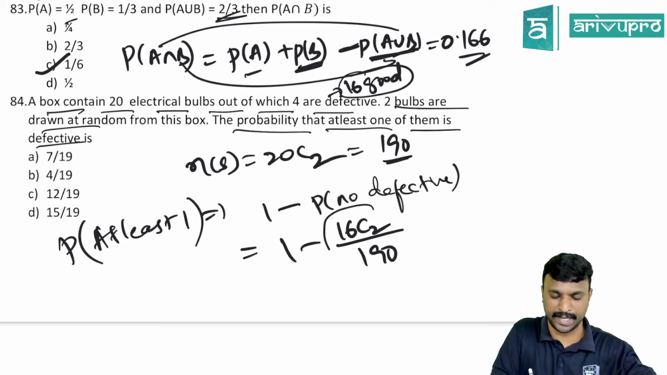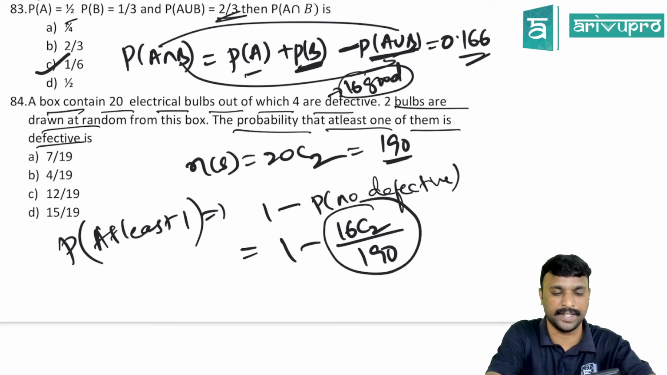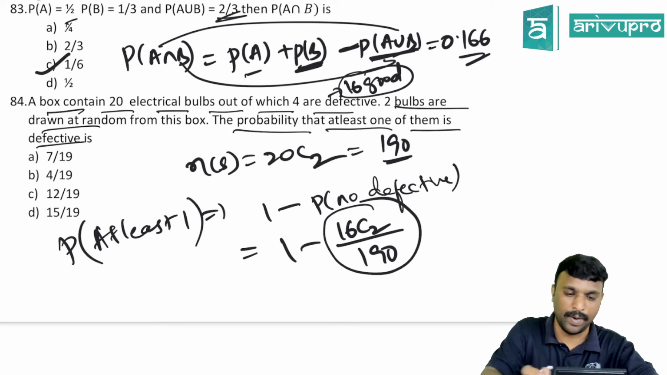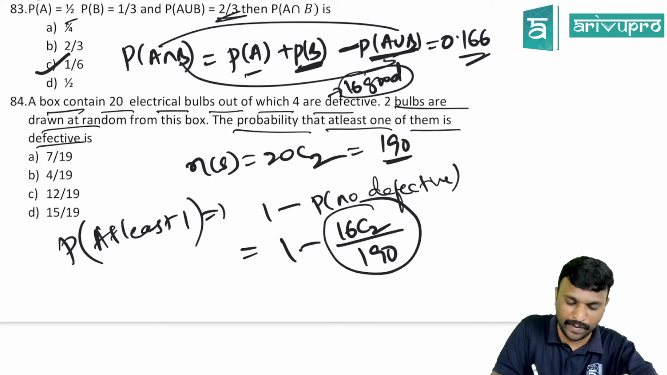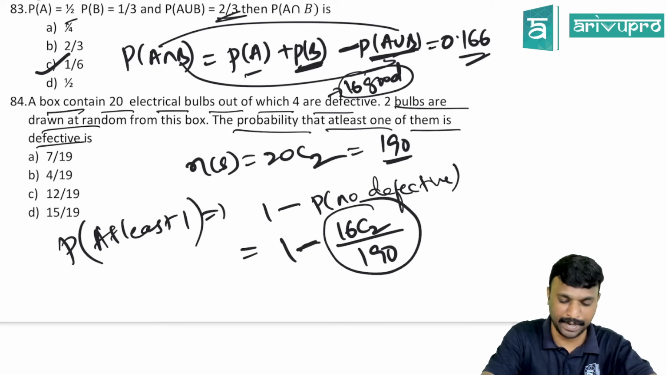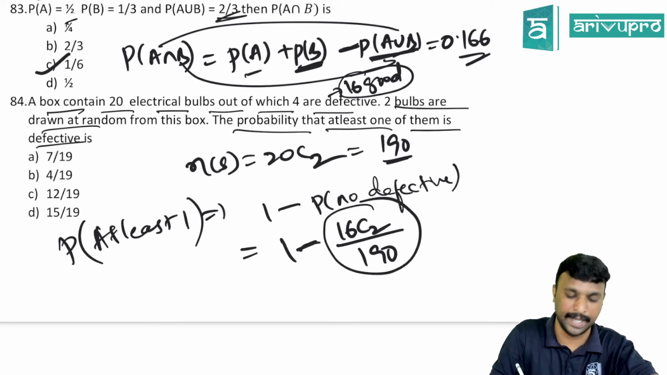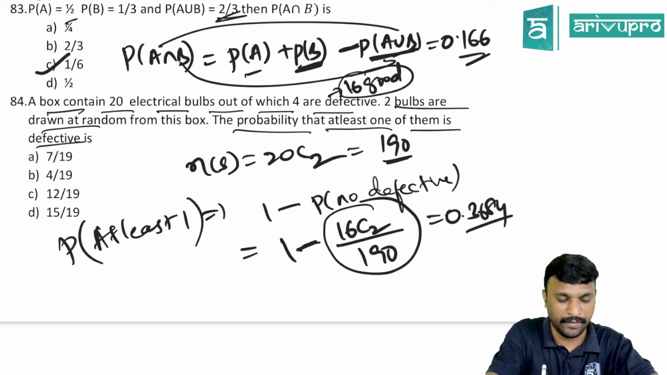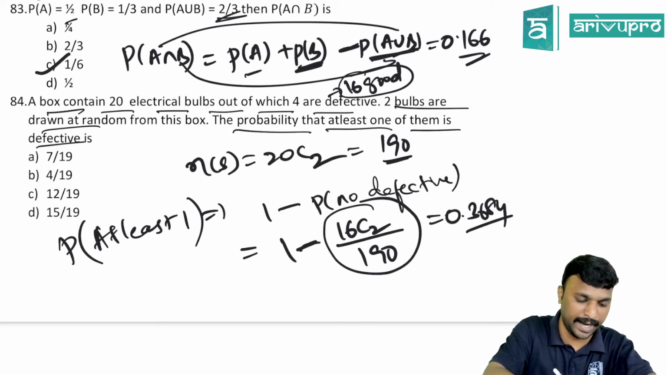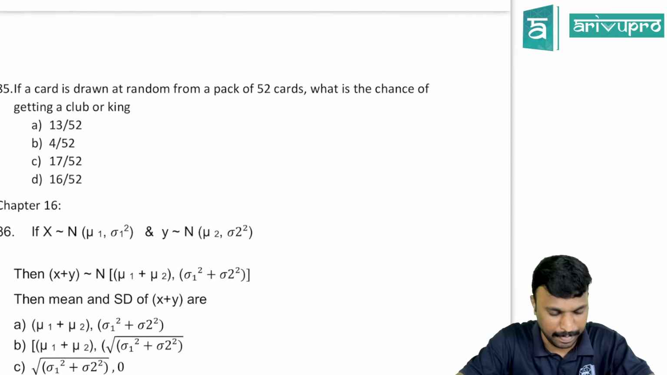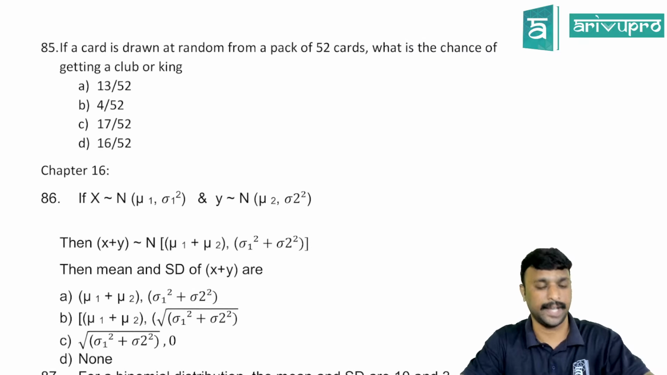Solve first of all the second term, that is 16C2. What is 16C2? 16 into 15 divided by 2, divided by 190. Guys, it's a negative value. How do you make it negative? Plus or minus button and add 1 to it. You get 0.3684. Which option? If you see the first option, 7 by 19, you get 0.3684. So option A is the right one. Guys, look at the next question, 85.